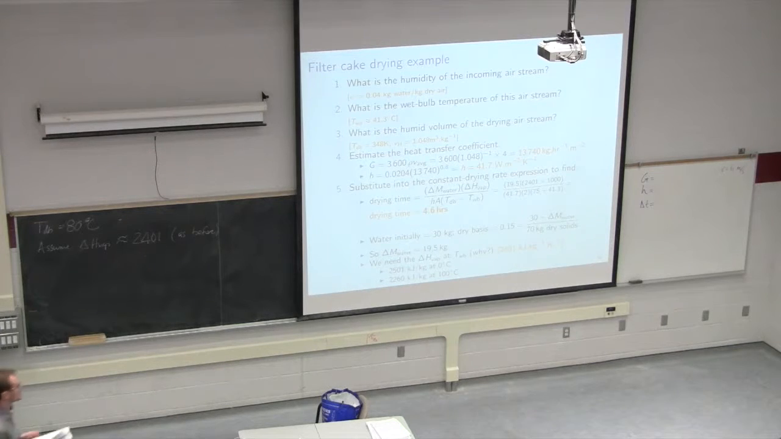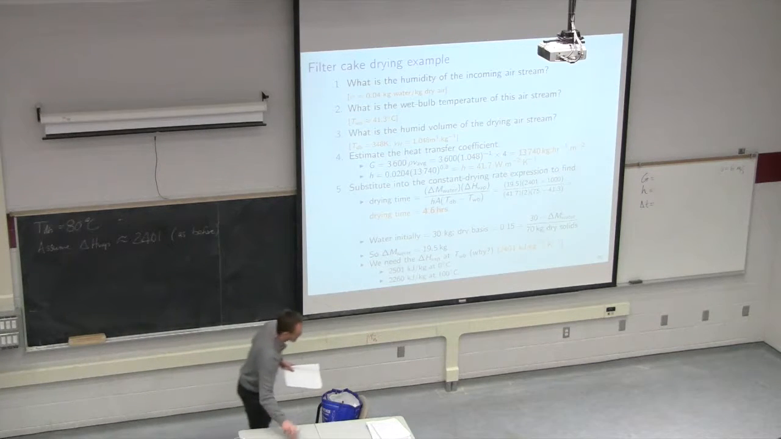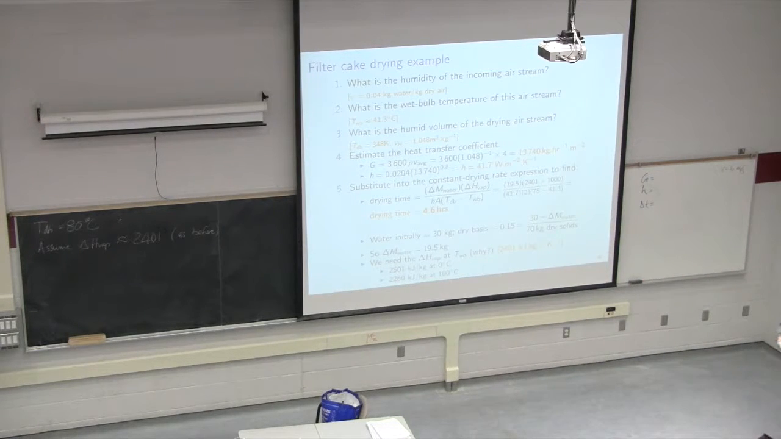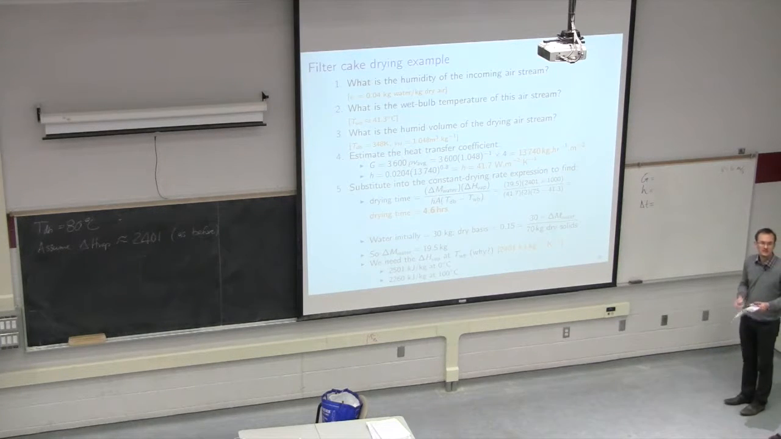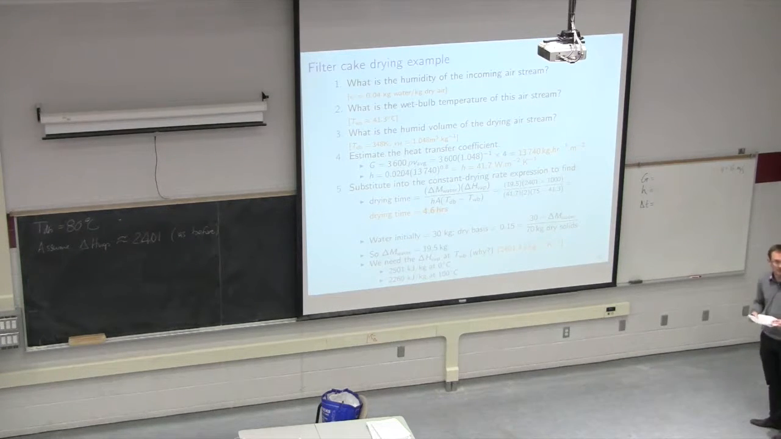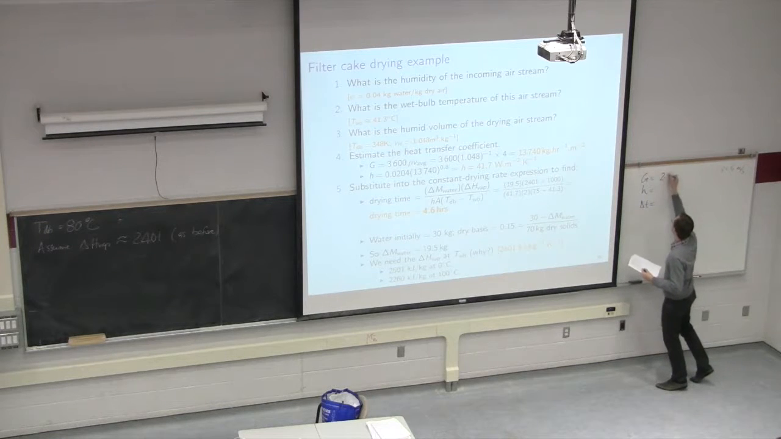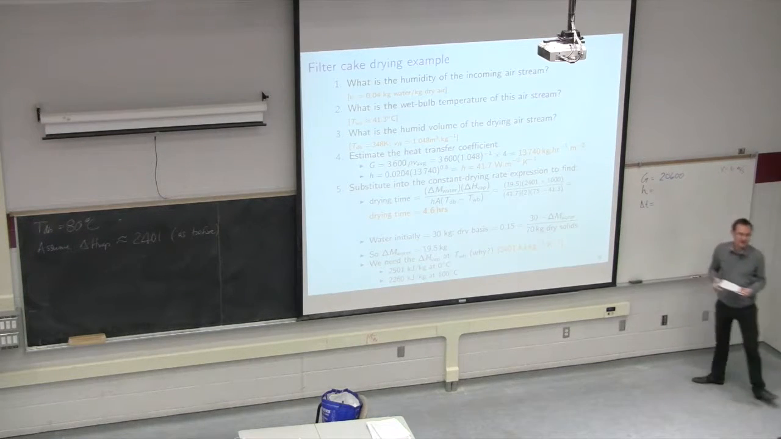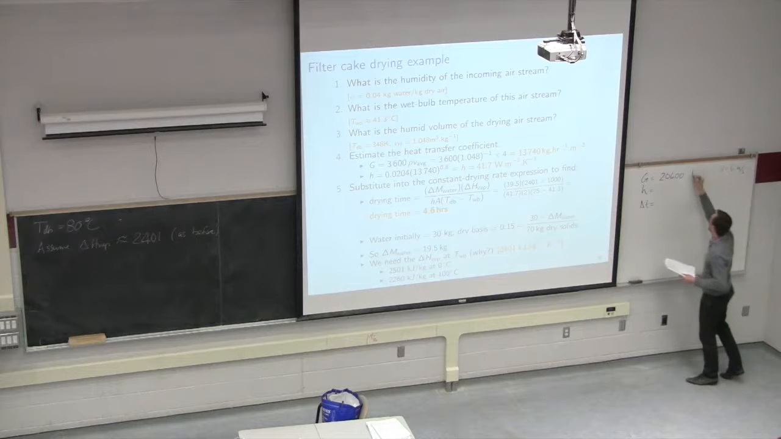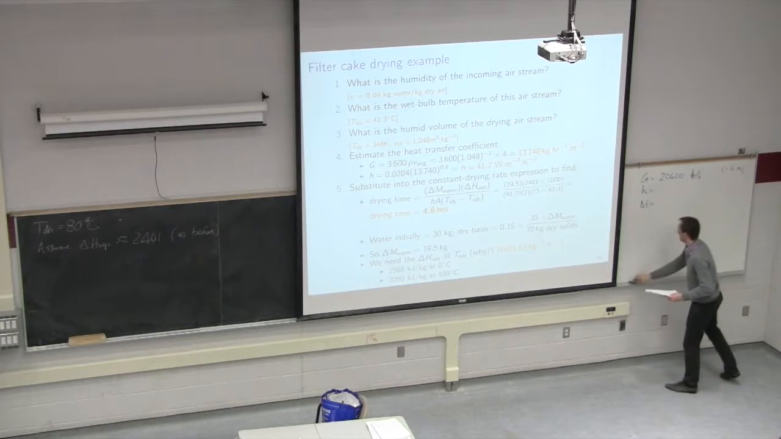Okay, so let's just work through these numbers. Do we get what we expect? If we increase the velocity, G should go up or down? Up, of course. And numbers there for G? Around 21,000. That was what I got, 20,600. I may have made a mistake. So kilograms per hour.